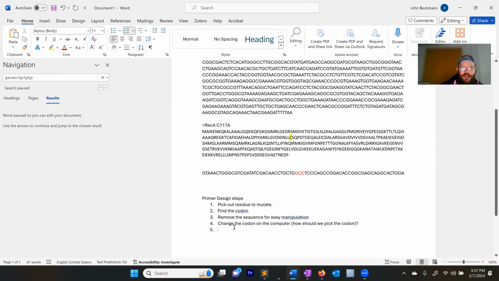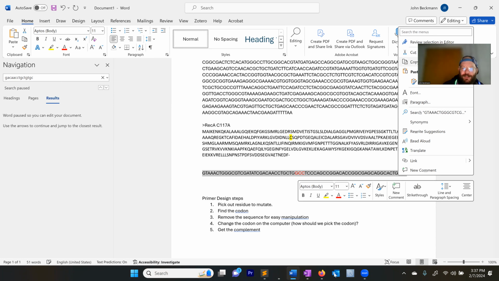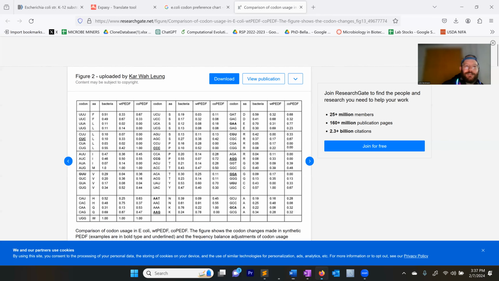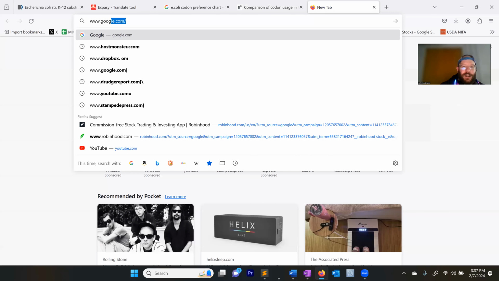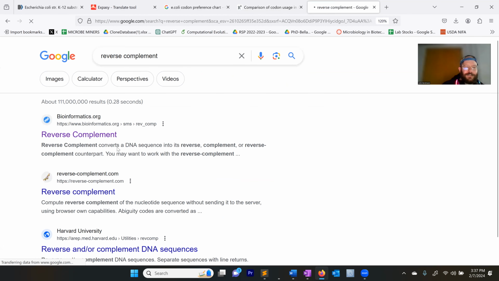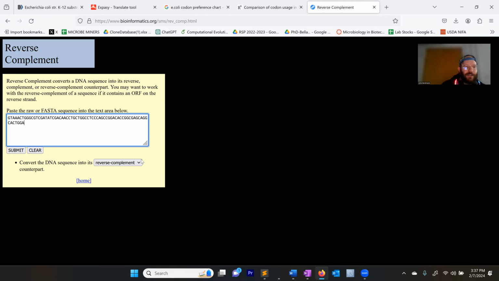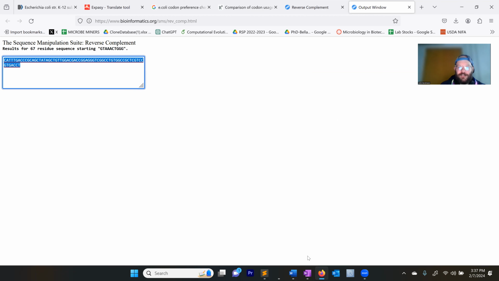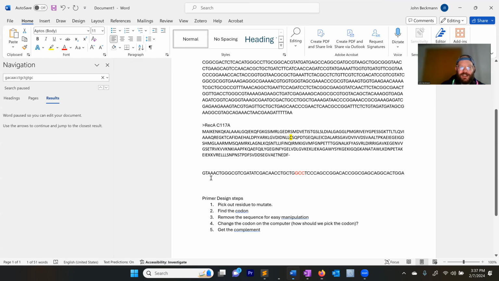Okay, next step. Get the complement. So I'm going to take this sequence, and I'm going to visually create a double-stranded sequence of DNA. I'm going to go to my reverse complement tool, paste my sequence, change this to complement, hit submit, grab that, and paste it underneath.